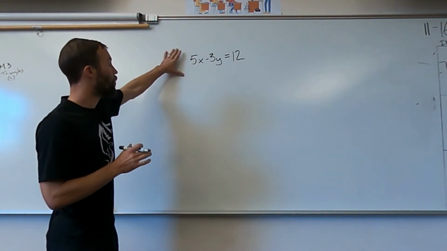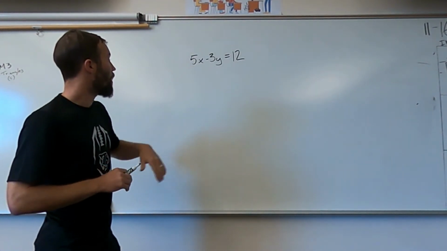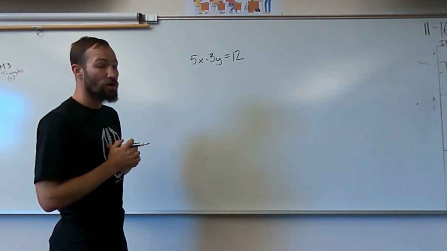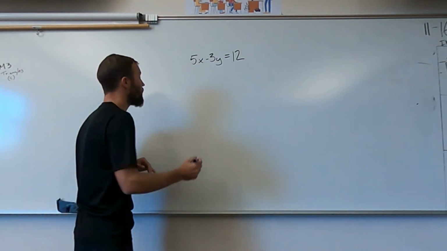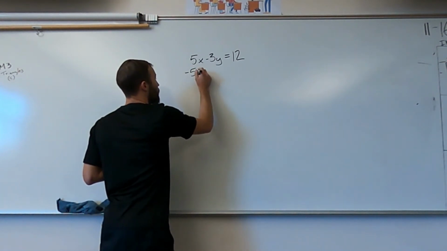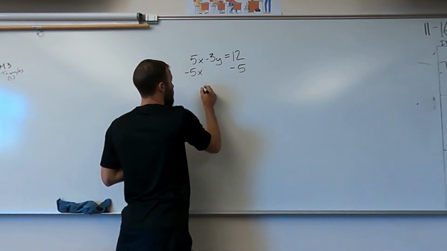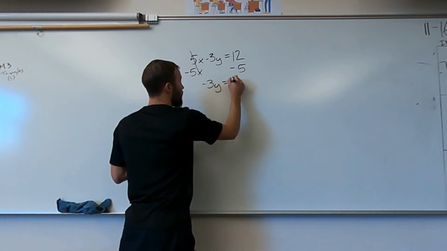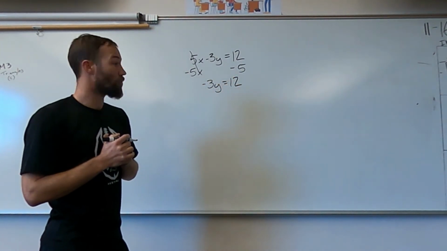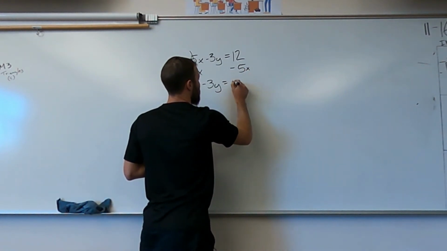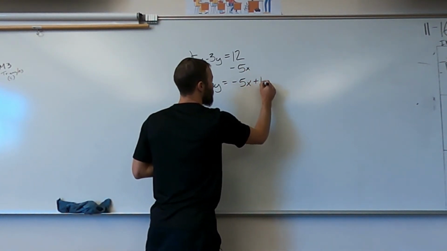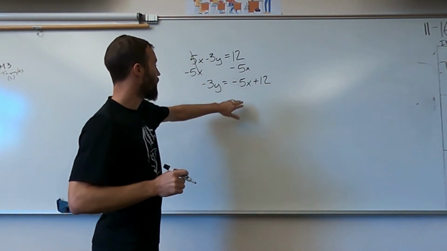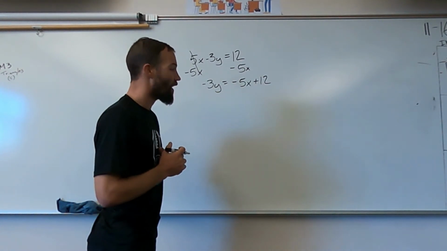All right, so if I'm given this equation and I want to get it in slope-intercept form, that means I want to get the y by itself. We want to get y equals mx plus b. So in order to get y by itself, the first thing I'm going to do is subtract 5x from both sides. Okay, and these are going to cancel. Then I get negative 3y equals negative 5x plus 12. And I want to make sure my x comes first because it's y equals mx plus b, so we want to have x first, and I can't combine the 5x and the 12.